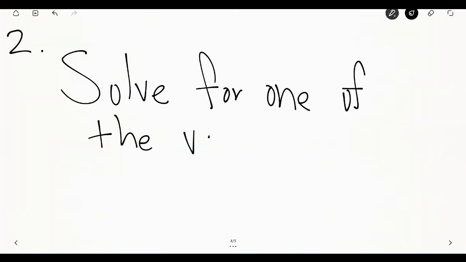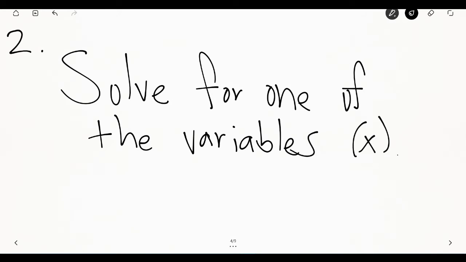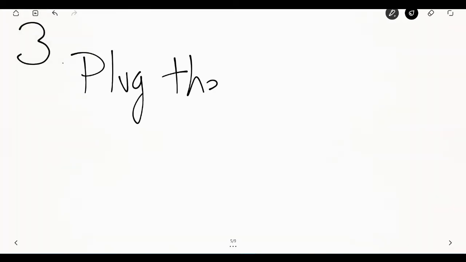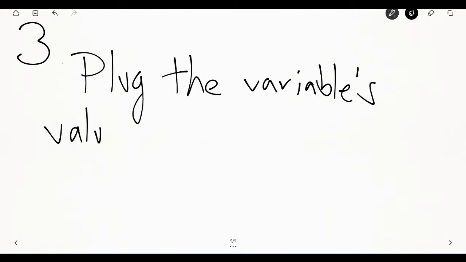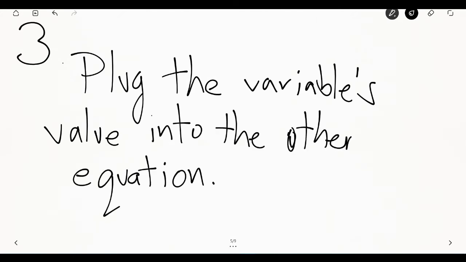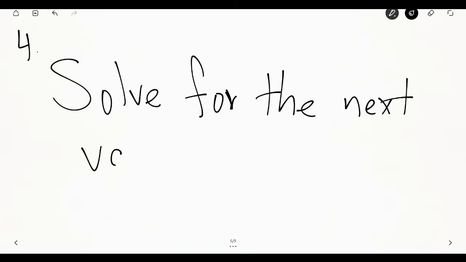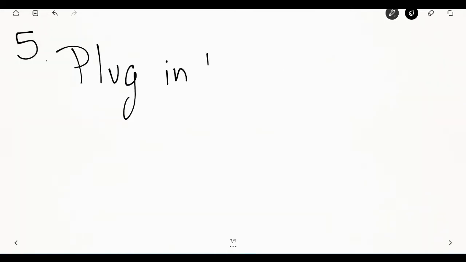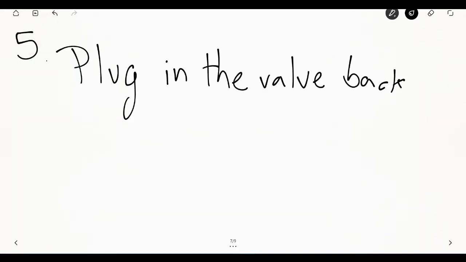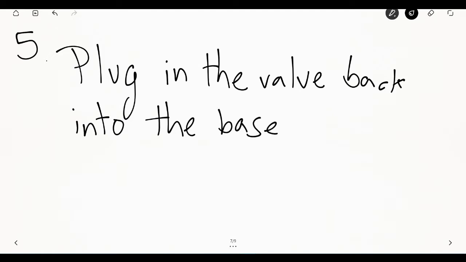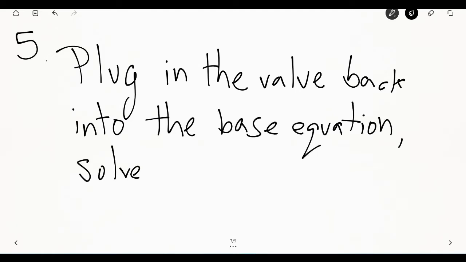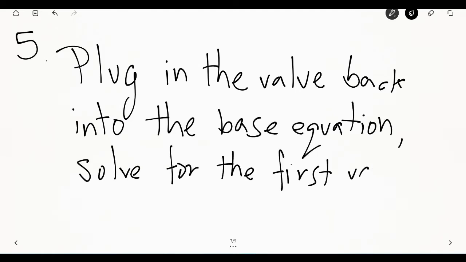Then, you have to solve for one of the variables, typically x. Next, plug the variable's value into the next equation. Then you need to solve for the next variable, typically y. Plug that value back into the original base equation, and then solve for the first variable.